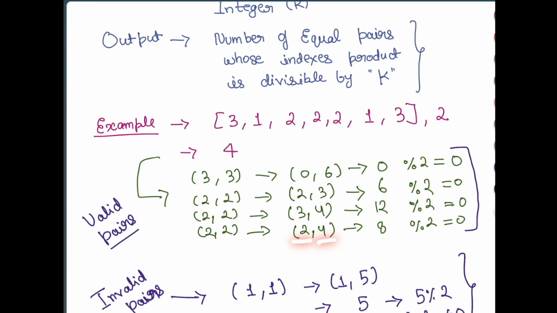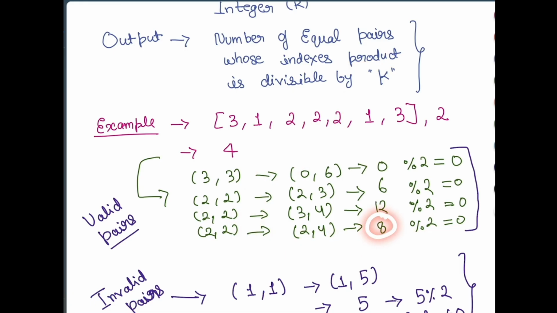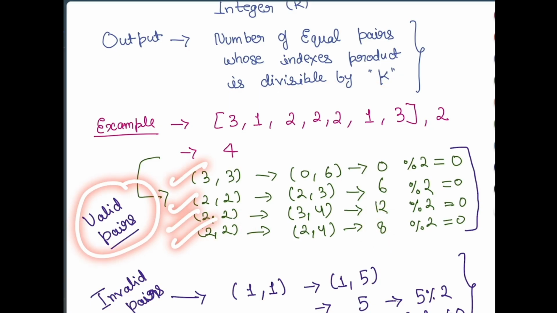So this 2, 4 is 2, 2, right? This is also forming a pair, and 2 multiplied by 4 is equal to 8. That is the product. 8 mod 2 is equal to 0, and this product is divisible by k. So this is also a valid pair. So I have got a total of 1, 2, 3 and 4 valid pairs, and that's the output of this particular example.